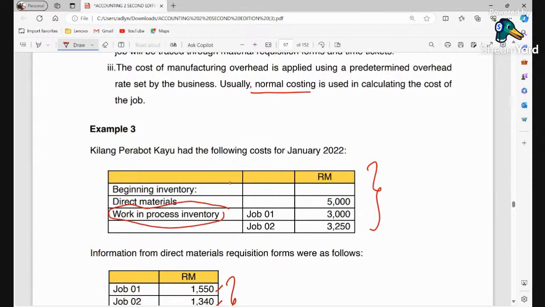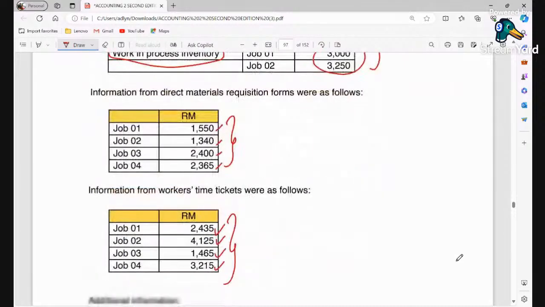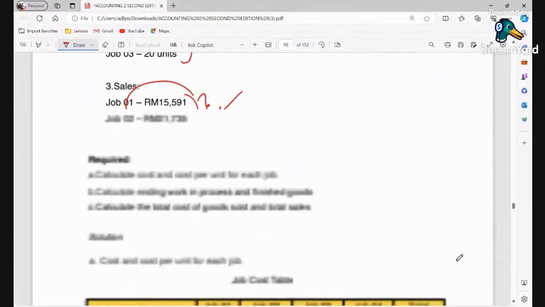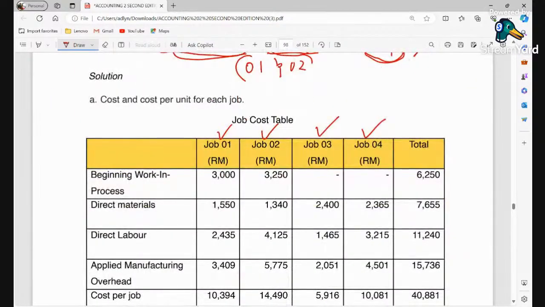Bila dia bagi ini untuk January, bila dia kata beginning, that means you buka saja account untuk production bulan January, kerja ni masih sedang berjalan. So this is actually the WIP untuk January. Previously it was ending WIP for December. So bila dia masuk January, dia akan jadi beginning WIP. So yang ada beginning WIP hanya 01 and 02. 03 tak ada, 04 tak ada, so leave it blank.